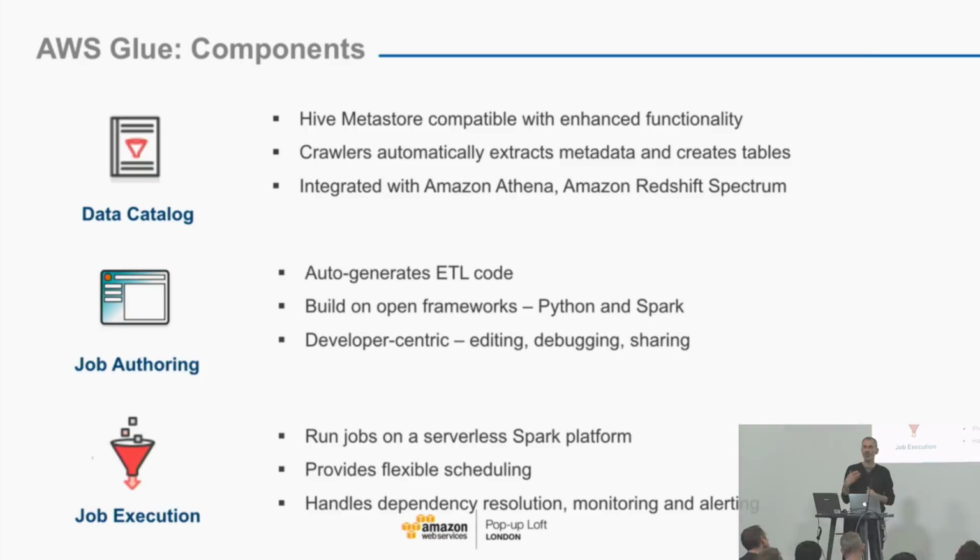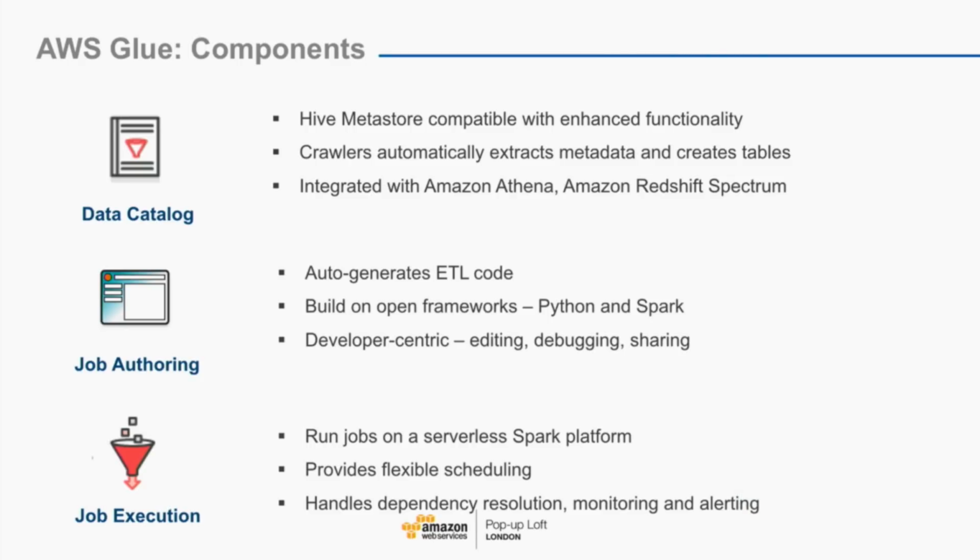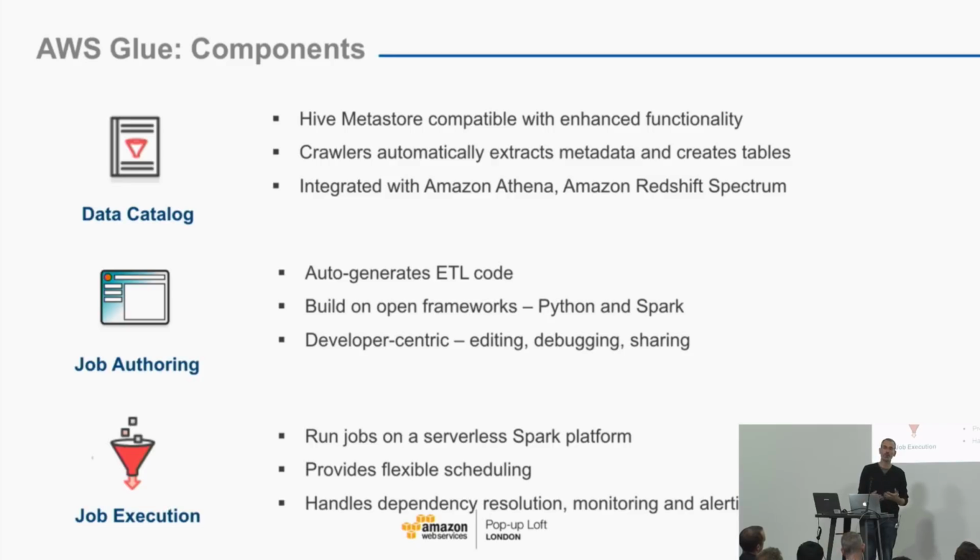So Glue has three main components, three core capabilities: data catalog, job authoring, and job execution. The data catalog is a highly available, Hive Metastore compatible metadata repository. It allows you to capture metadata describing all your sources of data within AWS. As I say, it's Hive Metastore compatible, but we've added some additional features such as search, the ability to tag data sets, and the ability to provision and run crawlers that can actually go searching for sources of data within AWS.